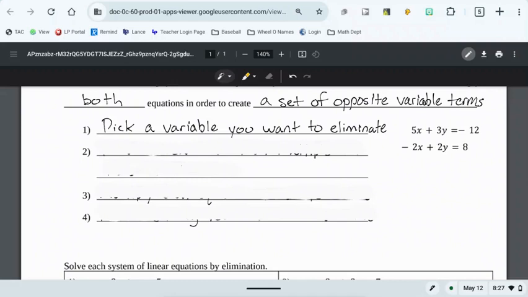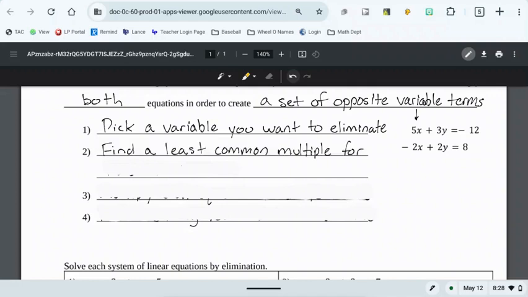If we take a look real quick, always check this first because we're not always going to have to multiply by both variables. 5x and -2x, that doesn't eliminate easily. And then 3y and 2y, that also does not eliminate easily. I noticed that this is already negative and this is already positive, so opposite in terms of their signs, but now we have to make the coefficients themselves opposite. So I'm going to choose the x values to eliminate. Step one's done. I picked which one I want to eliminate.